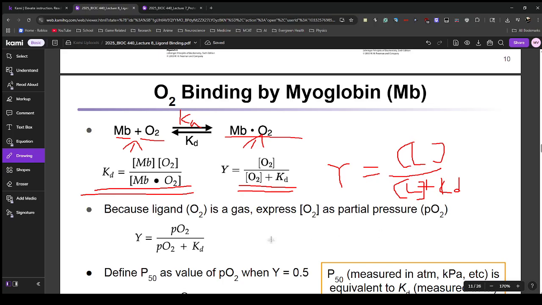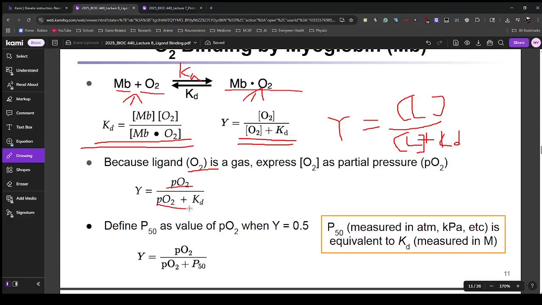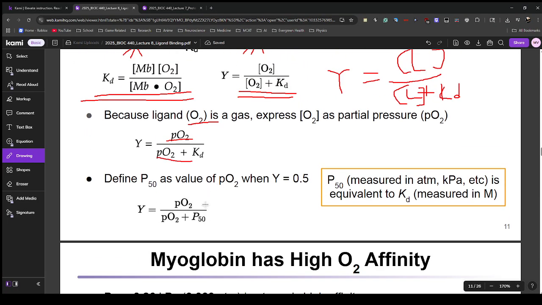The only thing that's different here is that O2 is a gas, so we can't just use concentration of O2. We have to use partial pressures. So we change it to PO2. And instead of using KD for the attachment of O2, for this 50% occupancy mark, we're going to use P50 instead. So this is how you calculate the occupancy of hemoglobin if you were given the partial pressure of oxygen in the environment, and you were able to figure out the P50 or the KD of the oxygen-hemoglobin interaction.